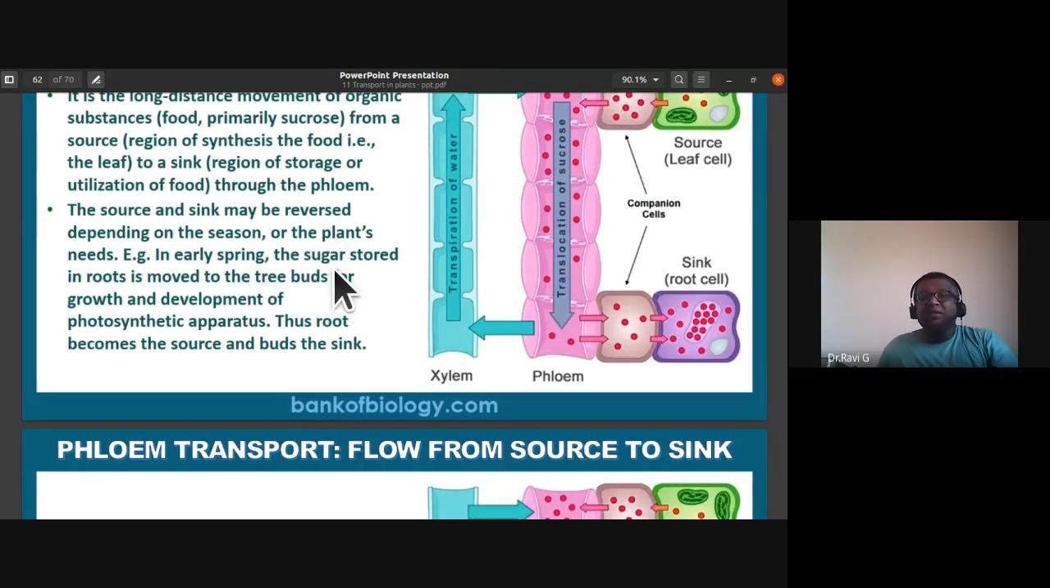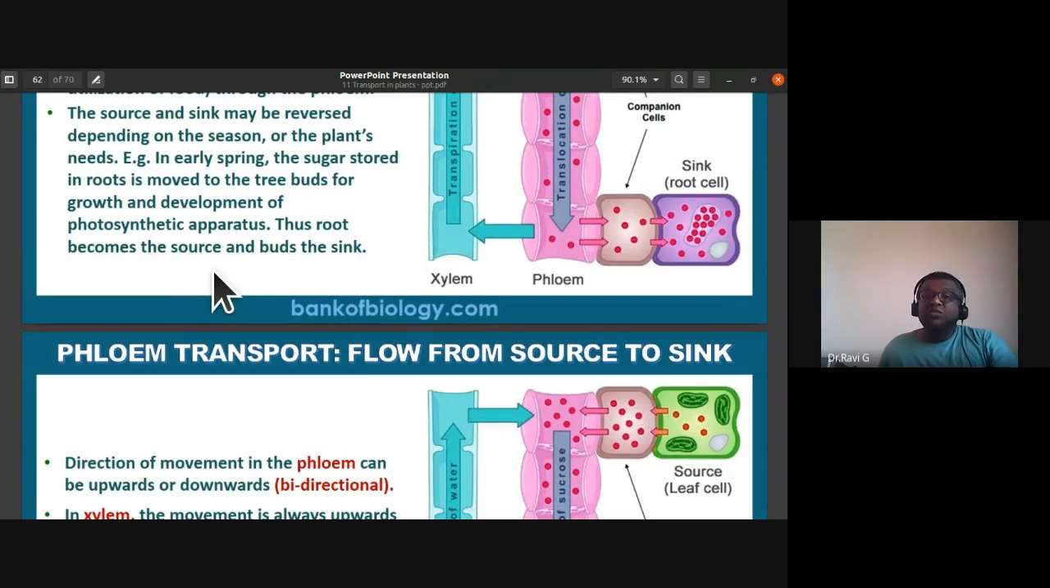In early spring, that is just after the autumn season, there are no leaves on the trees and they cannot synthesize food. So in those times, when the buds are sprouting up, the sugar stored in the roots is moved to the tree buds for growth and development of the photosynthetic apparatus. So thus root becomes the source in early spring and buds become the sink region. Okay.